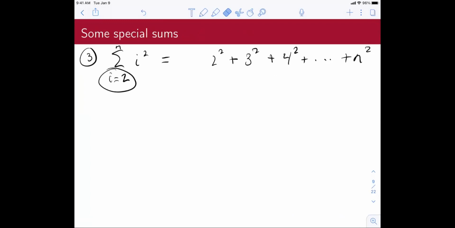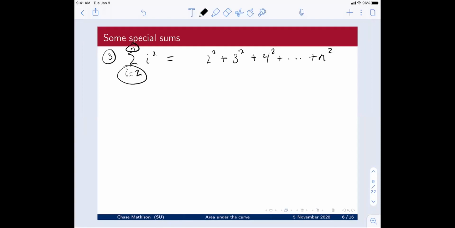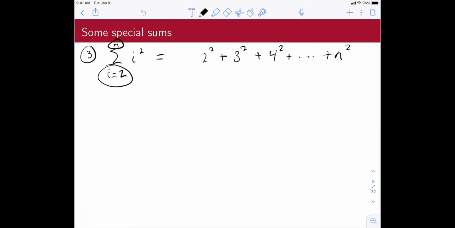And you always end wherever you're told to end, and that won't always be n. Does n have to be bigger than what i starts as? Such a good question. Yes, n does have to be bigger than what i starts off as. So if you just have an n up top, I'm assuming that n in this case is bigger than or equal to 2. Sorry, it could be equal to 2. And we're always increasing by 1. It's always integer values.